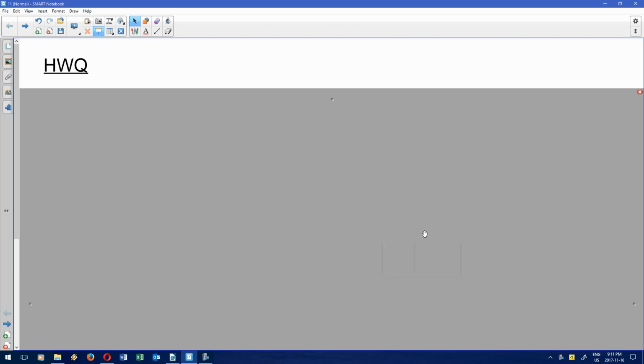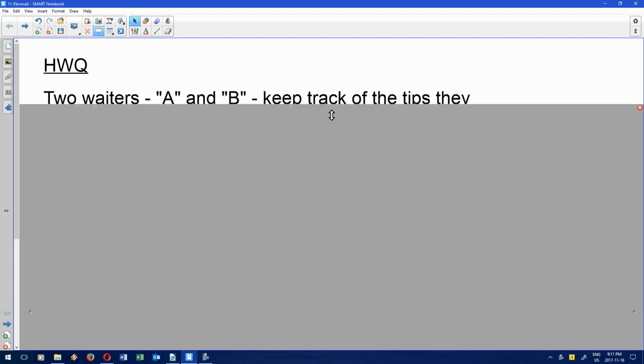Good morning, everyone. We're going to start off with our homework quiz based on yesterday's lesson, which was on measures of spread, including range and quartiles and standard deviation. So this one's actually not much of a computational one, so more of a descriptive one.